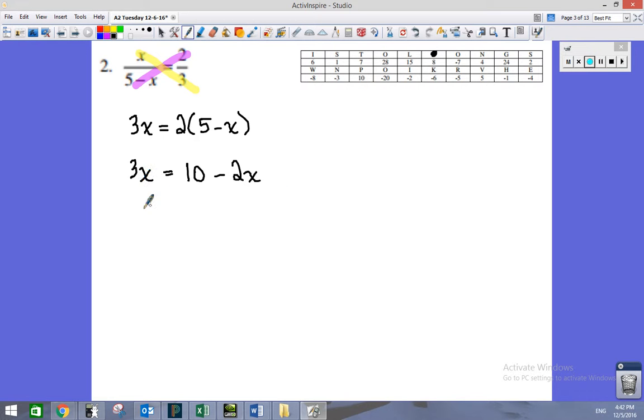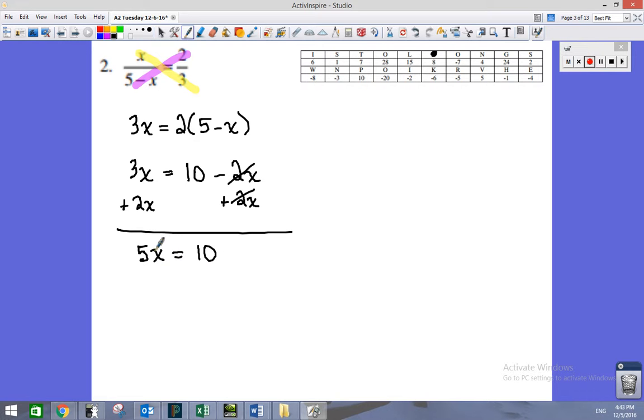I'm going to collect my x's on the left. I'm going to add 2x, doing the inverse operation. The inverse of subtracting 2x is to add 2x. And I'm going to do that to each side of the equation, and that's going to result in a new equation that has the same solution set as the original. Here these cancel each other out.